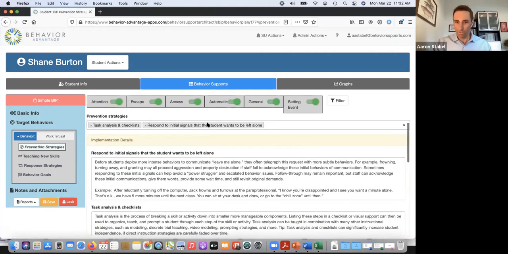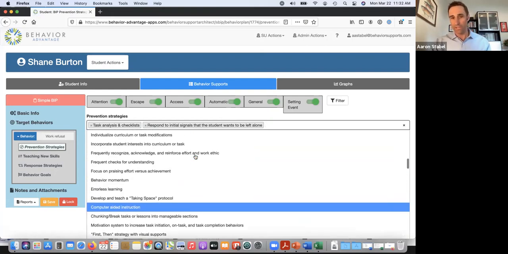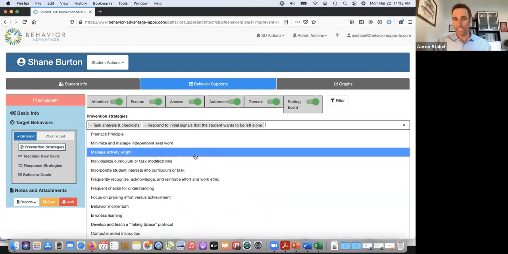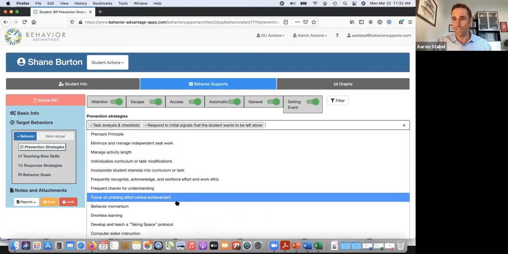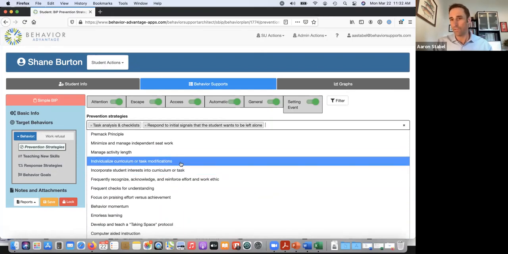Now, again, one really cool thing about Behavior Advantage is your toolbox is just exploded, but the training that comes with Behavior Advantage says, don't get overly excited about all of these new strategies, because if you get trigger happy here and you recommend 37 prevention strategies, they sound great, but always be thinking about implementation, even when you're writing the behavior plan. And what Mr. Alley does not want is a 37-page behavior plan.